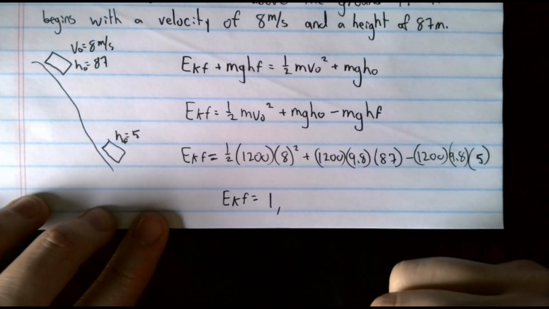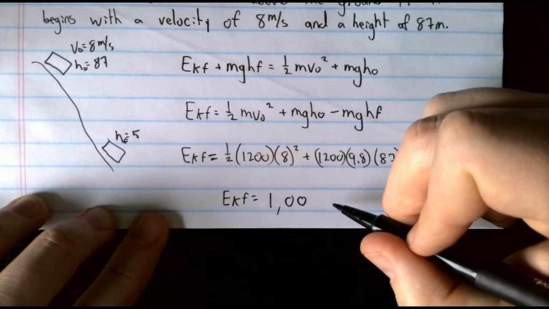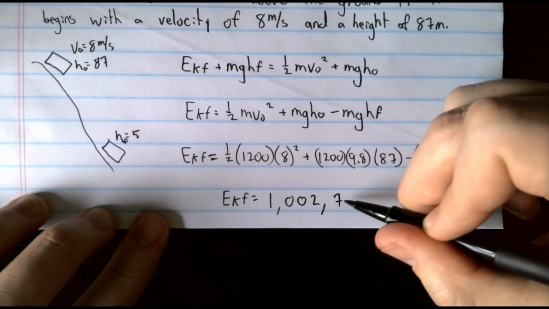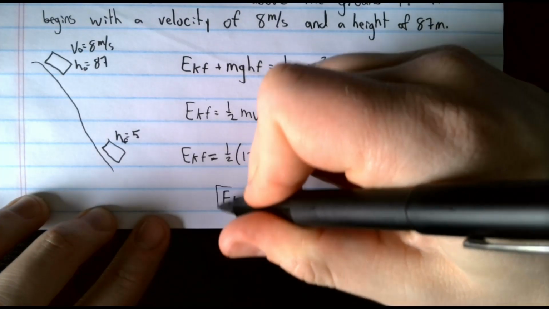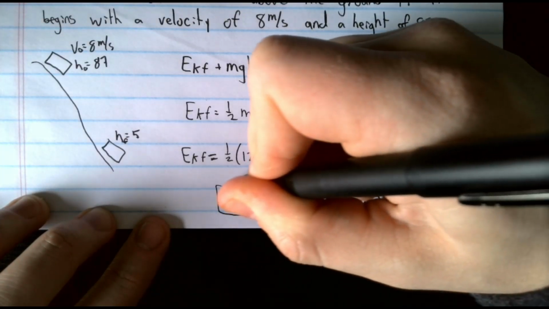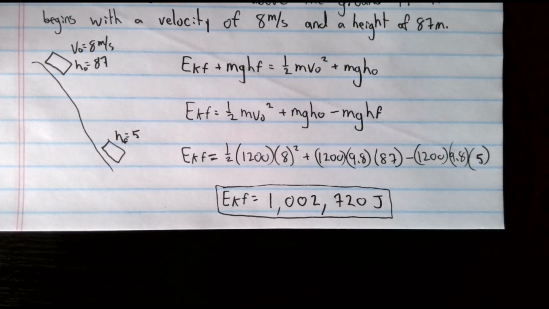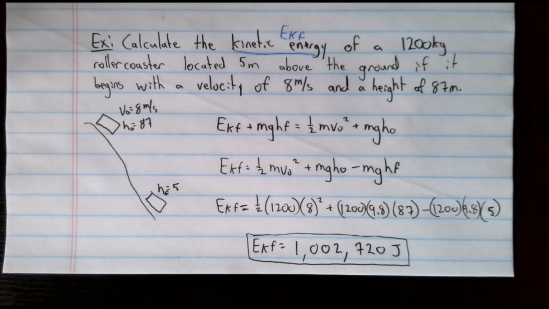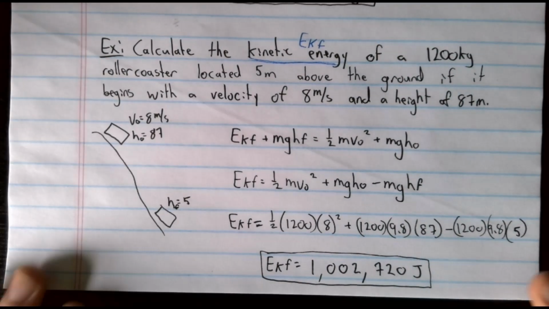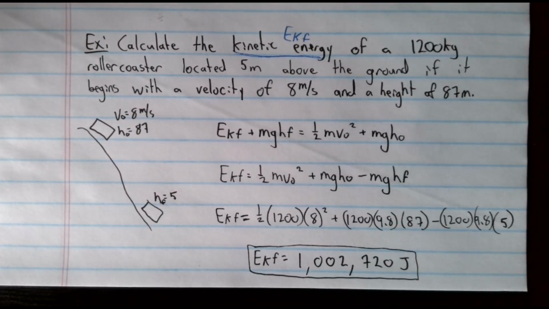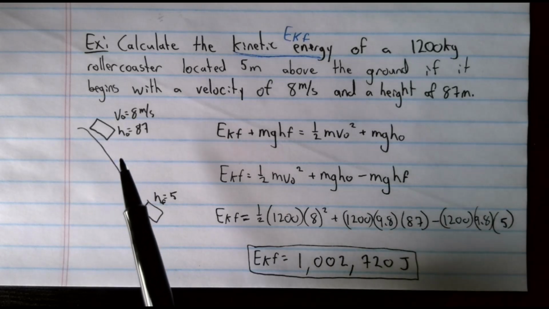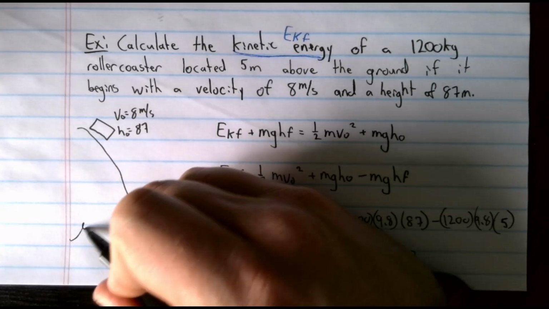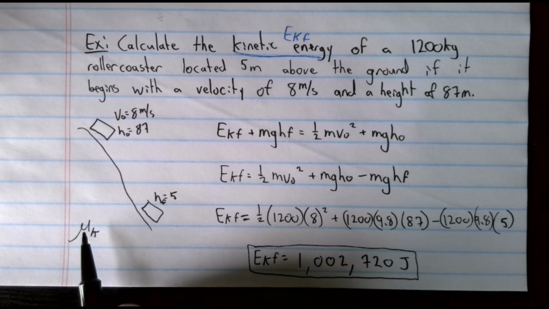So 1,002,720 joules. There's our answer. So in order to calculate this problem without the conservation of energy, we would need a ton of information. We would need to know the angle that this track is sloped at. We would need to know the coefficient of friction. Remember that thing? Mu K. We would need to know that.